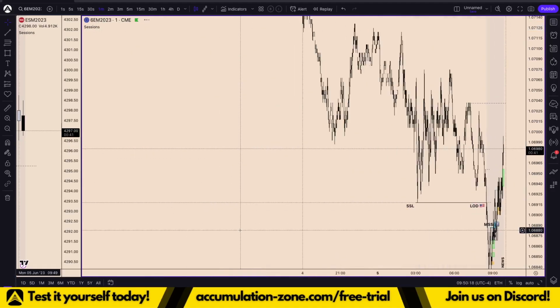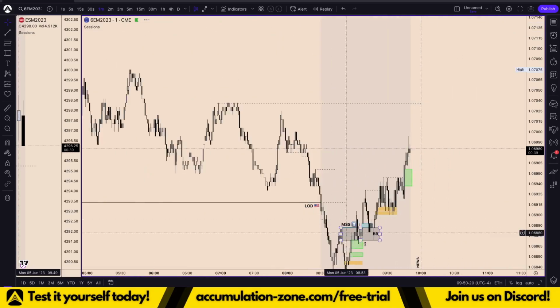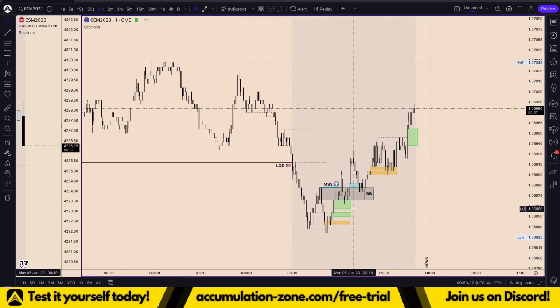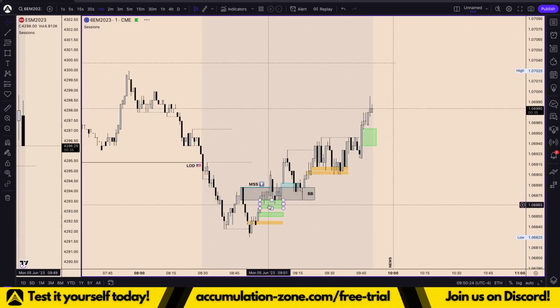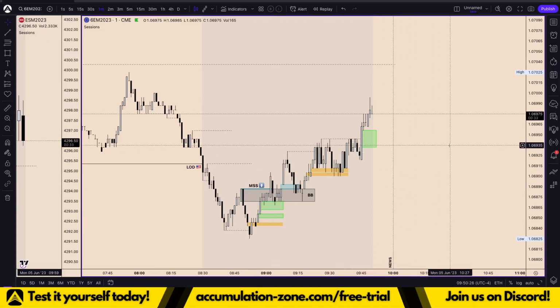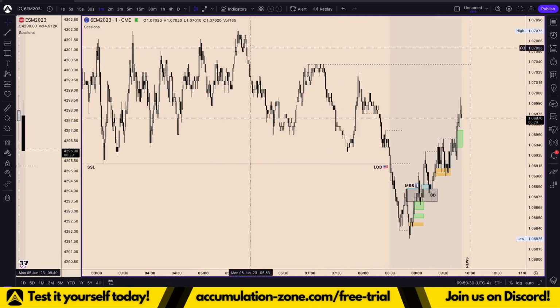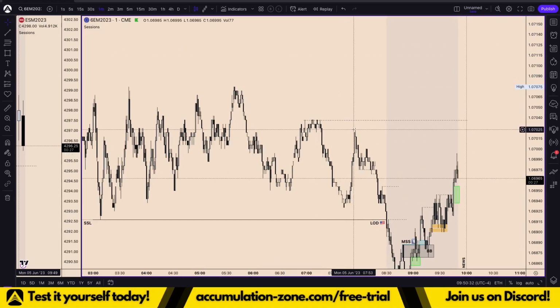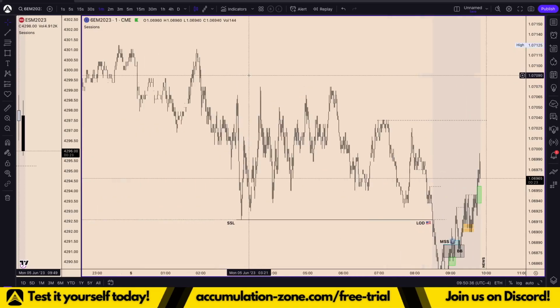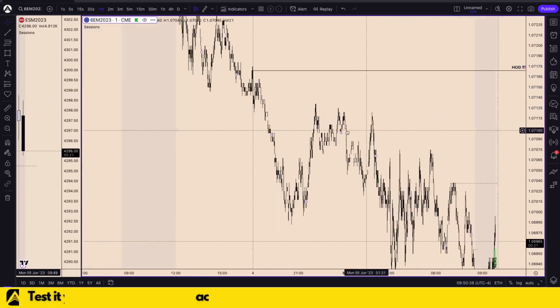We took out the sell side liquidity, those two equal lows. We shifted market structure, and we got a fair value gap entry. I didn't take it, but some of us did. And so right now, this would be my buy side target, alongside this one right here, or just your typical 3-to-1 risk reward.